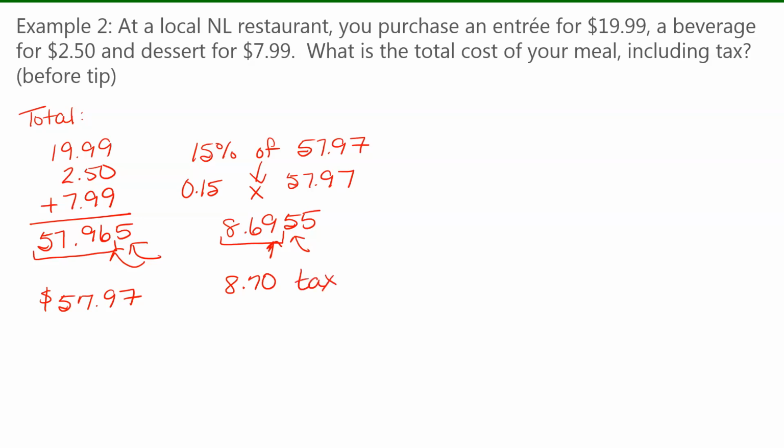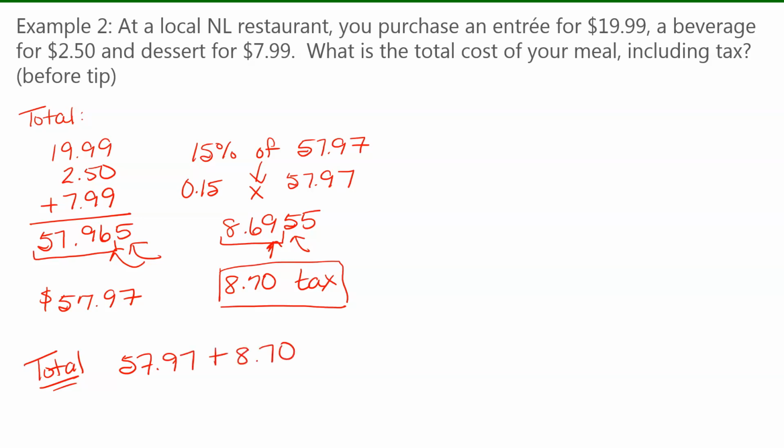If we read back through the question, it says, what is the total cost of your meal including tax? So they're not just asking us for the amount of tax in this question, they're asking us for the total amount of our bill including tax. So the total amount with taxes would be $57.97 plus $8.70 to get a total of $66.67.